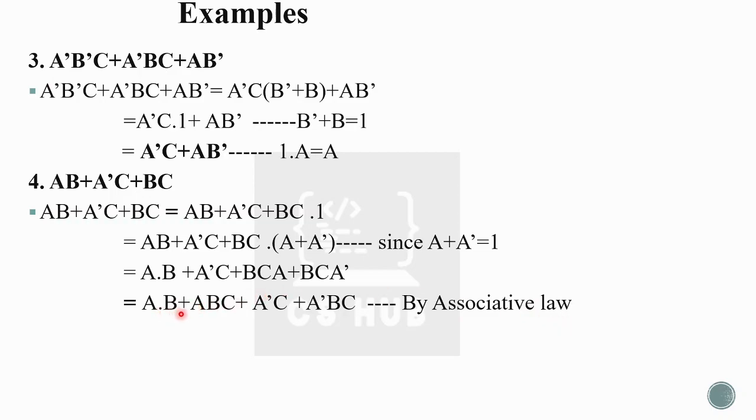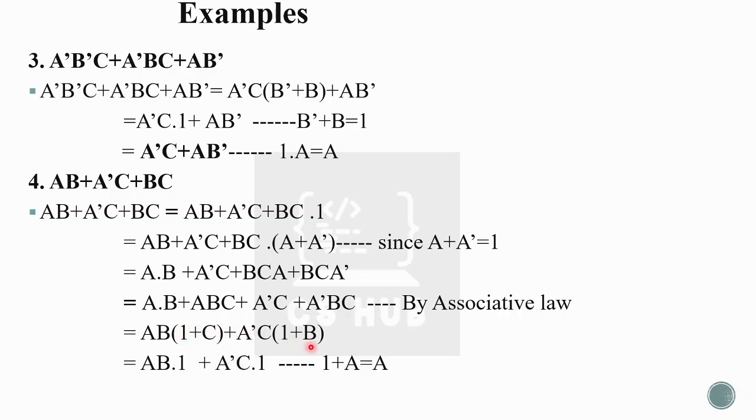Then we can take the common terms out. Here an AB, here also an AB. So taking it out, AB into 1 plus C, plus A bar, where A bar C is common, right? So taking A bar C out, in place of A bar C we will get 1 plus b, which means 1 plus c and 1 plus b equal to 1. So our answer is ab into 1 plus a bar c into 1, which means ab plus a bar c. This is the final one. So this expression is reduced to this.